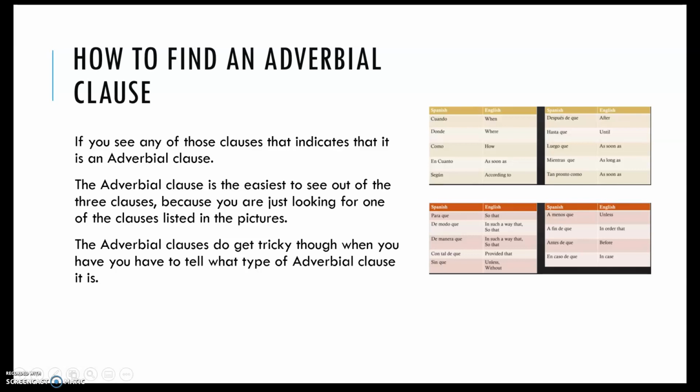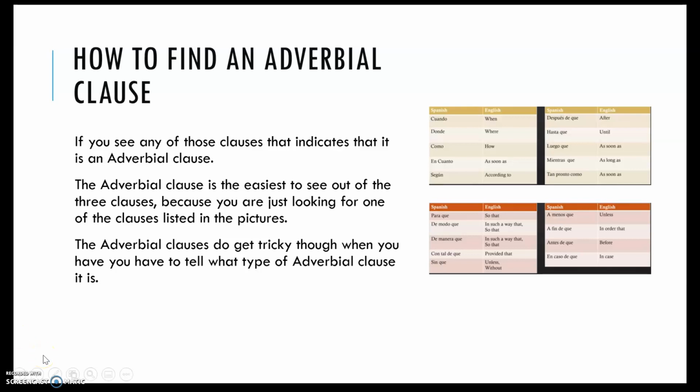Okay, now we first learn how to find an adverbial clause. So you see the chart on the screen, the two charts, and you see these two are both adverbial clauses. Now, adverbial clauses are probably the easiest to notice out of the three clauses because you're just looking for the clause in each of these pictures that are on the screen right now. But adverbial clauses do get tricky because there are two types.